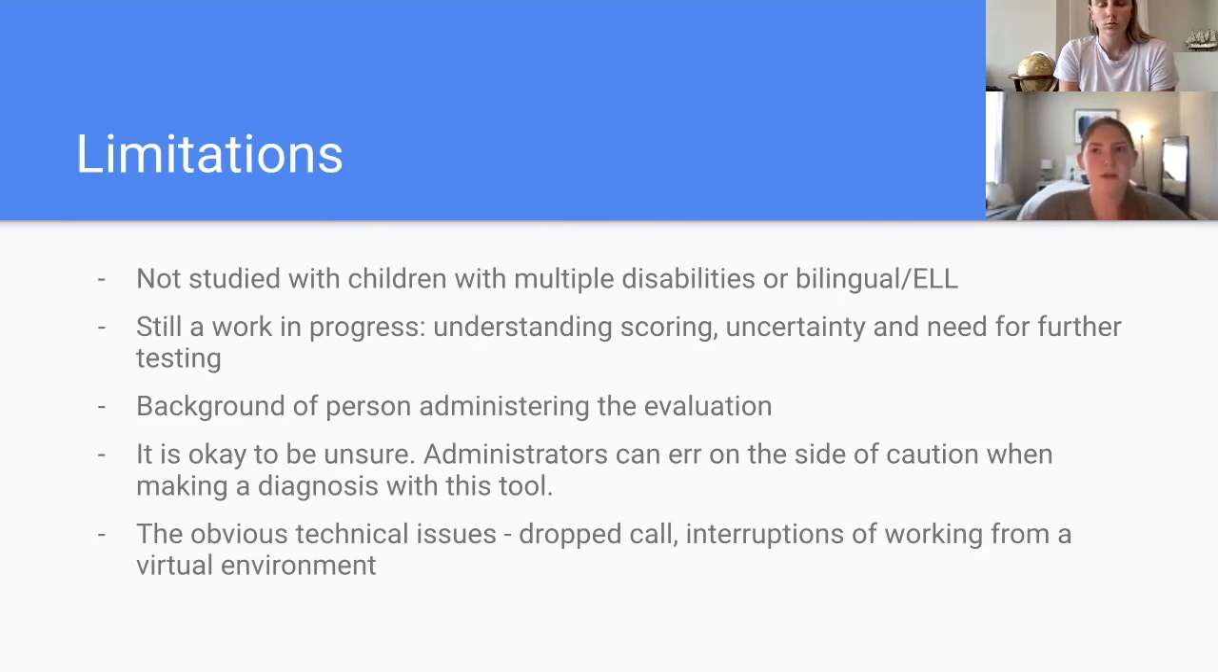Generally, a psychologist would administer this, or if it's an allied health professional, it should be somebody who has experience in doing assessments with children with autism, or assessing children who may have autism. And so we wrote here that it's okay to be unsure. Administrators can err on the side of caution when making a diagnosis with this tool. And there's even a place on the rating form to indicate if the clinician feels that they're very confident in their score and would recommend a diagnosis, or are not so confident and would recommend further evaluation.